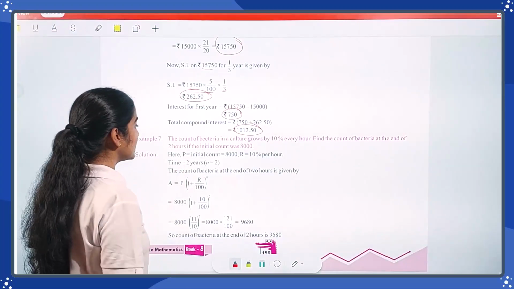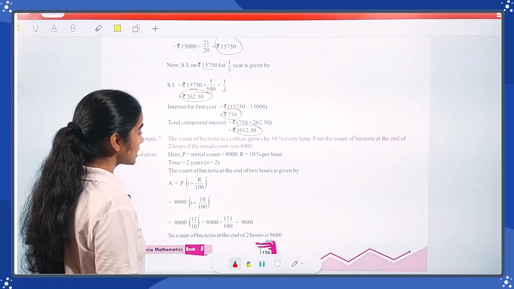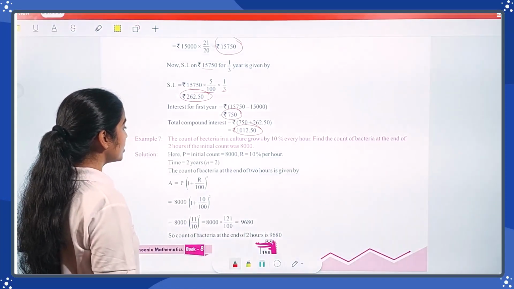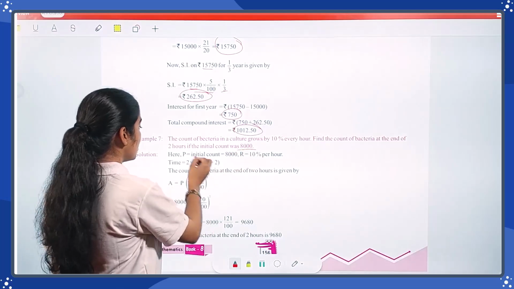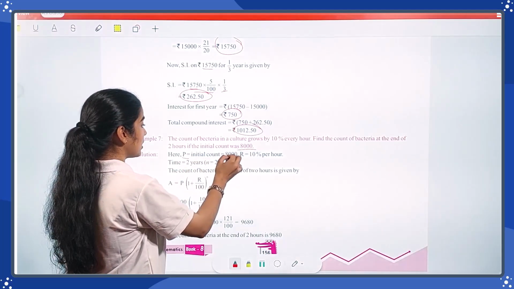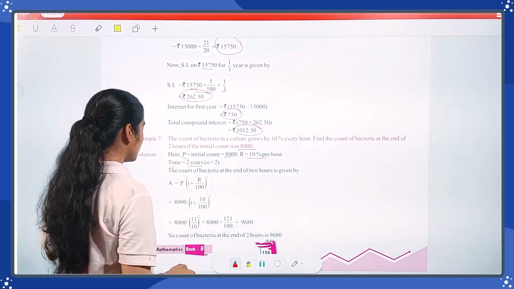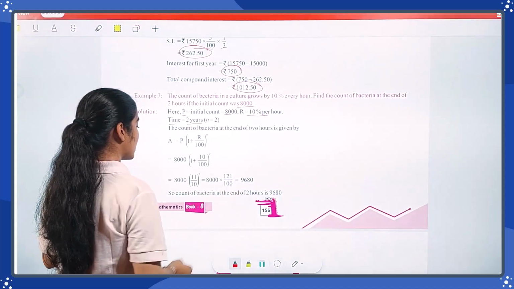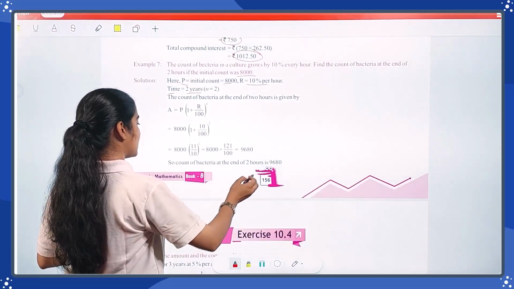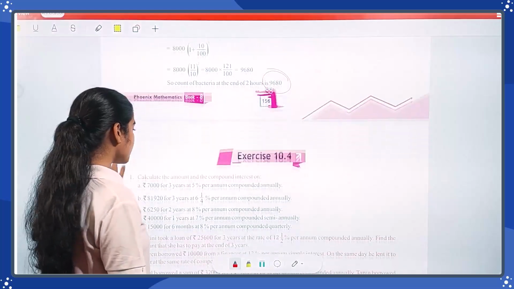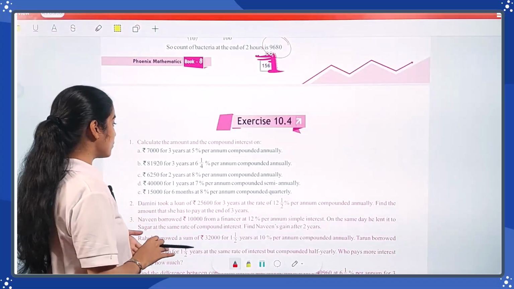Now the count of bacteria in a culture grows by 10% every hour. Find the count of bacteria at the end of 2 hours if the initial count was 8,000. So you have P, initial count, 8,000, R 10% per hour, and time 2 hours. So you have your formula of compound interest. Just calculate your answer. So count of bacteria at the end of 2 hours is 9,680.